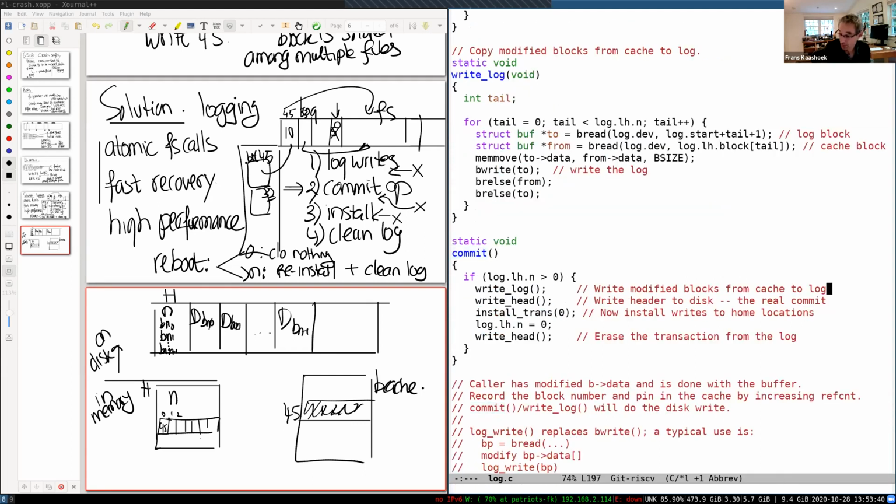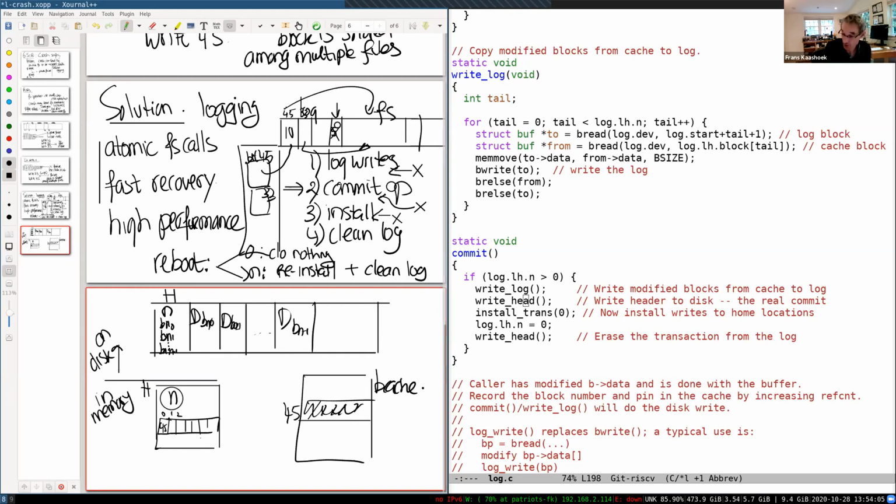So here's commit. And commit does two steps. It writes the log. That's writing all these block numbers that are sitting in the in-memory header, and writing them all to the header on disk, including this number n.